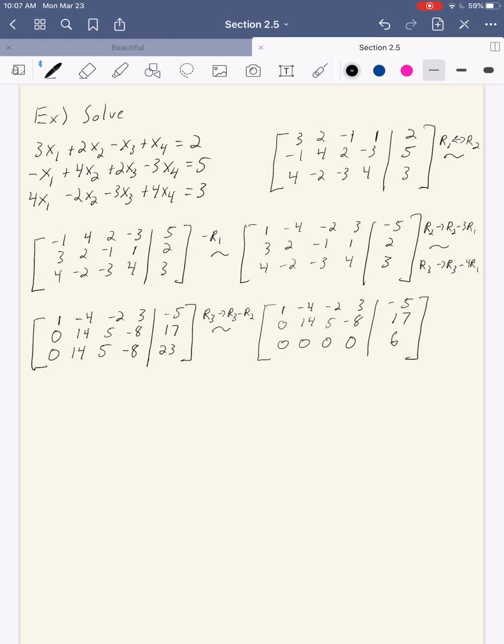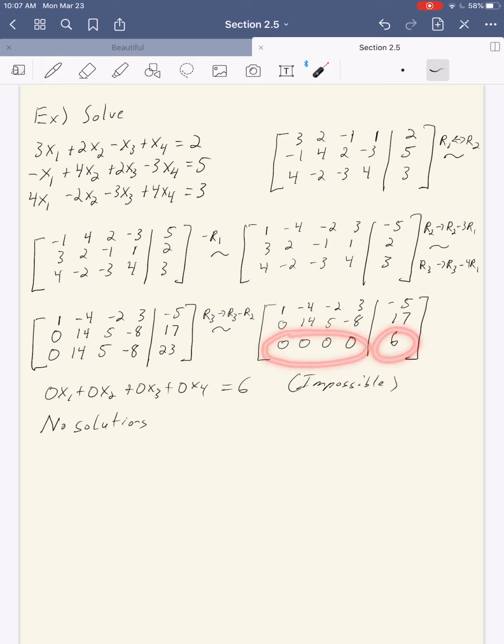All right, so this is sort of unique. We get something that looks like that. Now, if you think about actually taking that equation and pulling it out, that tells us that 0x1 plus 0x2 plus 0x3 plus 0x4 is supposed to be 6, which of course is impossible. So that tells us that there are no solutions here. If you ever get something like this, where you have a zero row and then a non-zero value there, that means there are no solutions. And remember, the fancy name we gave for that was that this can be called inconsistent.